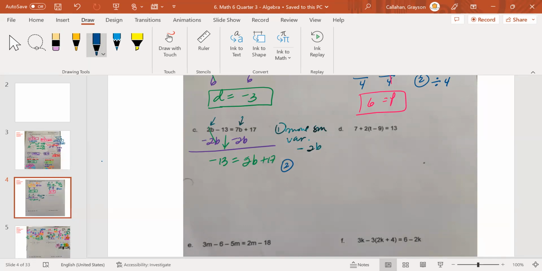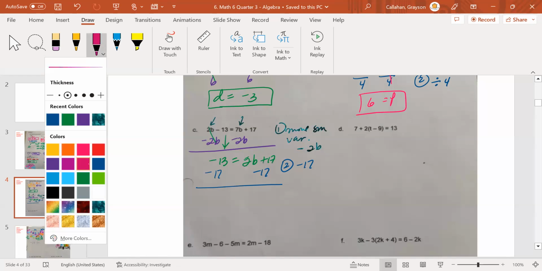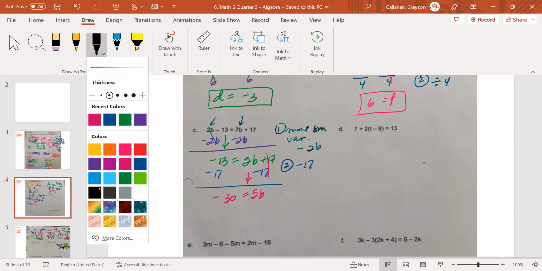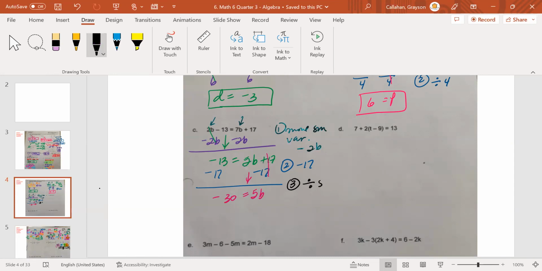Next step, you got to get rid of the number because we already moved the variable. So opposite of a positive 17 is a minus 17. So then from there, 17 cancels. You bring down the 5B equals negative 30. Last step, you divide by 5. B is equal to negative 6. That is your answer.